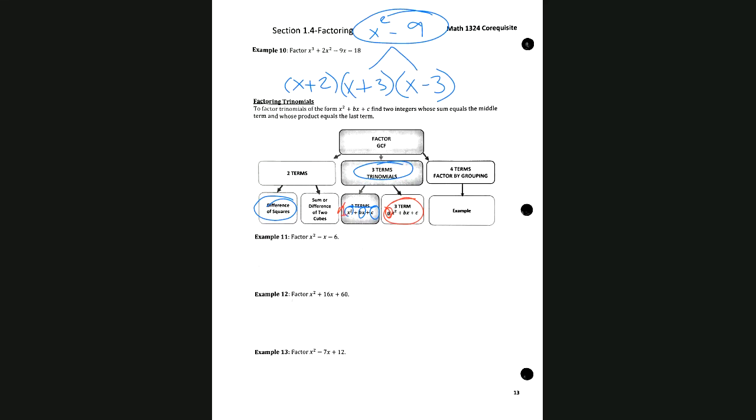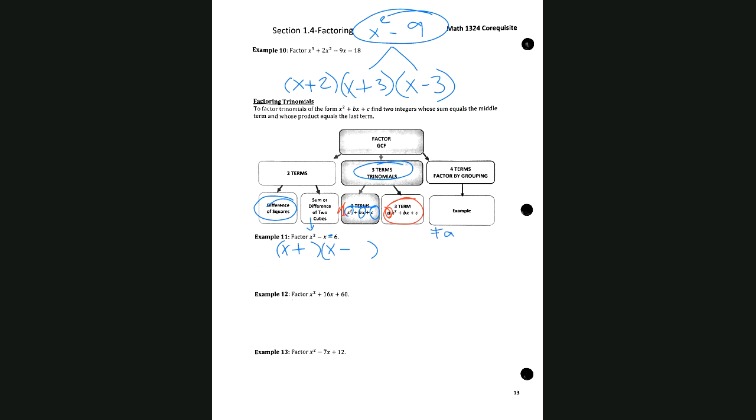So let's go ahead and start with example 11. In this case, we have 3 terms, so that's a trinomial. So we're going to factor it into the product of 2 binomials. Now, the only way to get x squared is by multiplying x times x. Now, for our signs, if this sign is negative, that means that we must have a positive and a negative following the x. So I call this one of each of the signs.